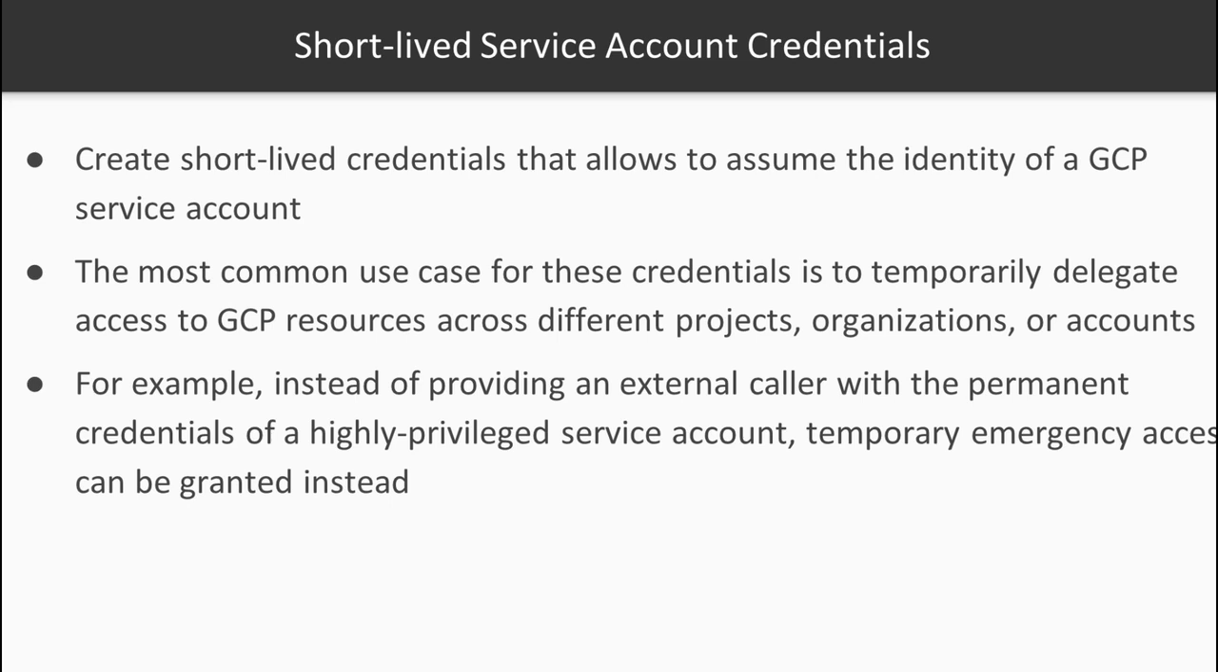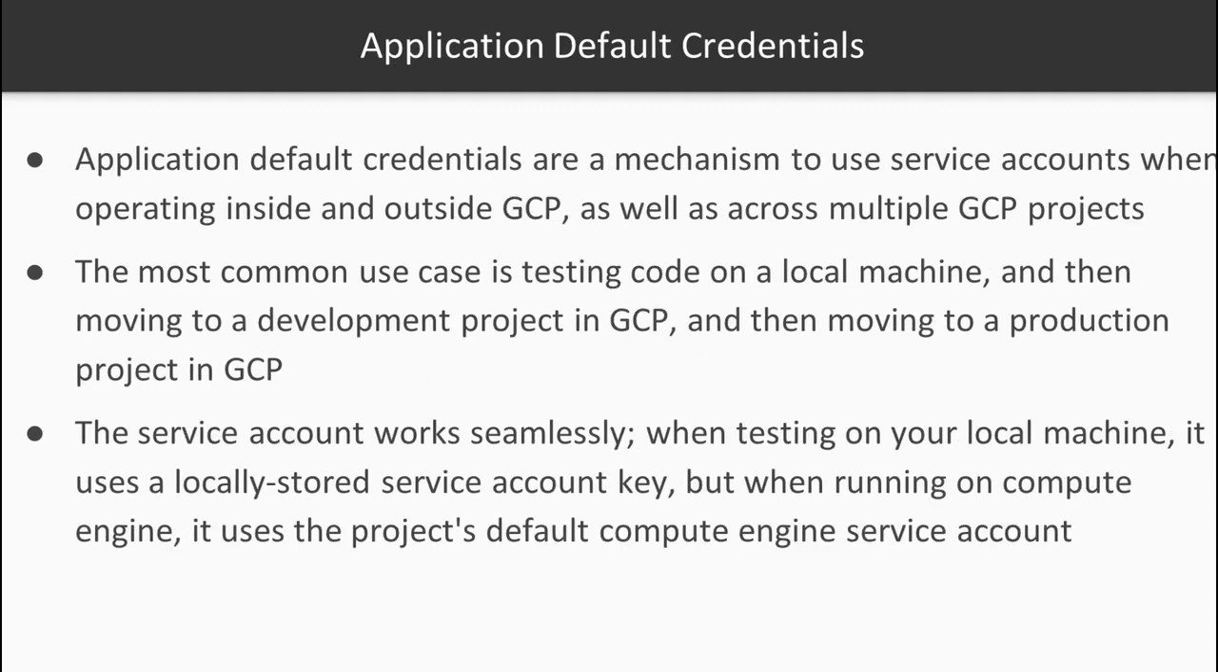Alternatively, a designated service account with restricted permissions can be impersonated by an external caller without requiring a more highly privileged service account's credentials. Application default credentials are a mechanism to make it easy to use a service account when operating inside and outside GCP, as well as across multiple GCP projects. The most common use case is testing code on a local machine and then moving it to a development project in GCP, and then moving it to a production project if all the tests pass. Using application default credentials ensures that the service account works seamlessly. When testing on your local machine, it uses a locally stored service account key, but when running on the compute instance, it uses the project's default Compute Engine service account.